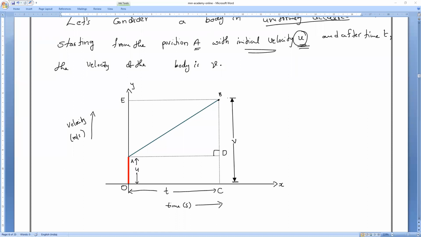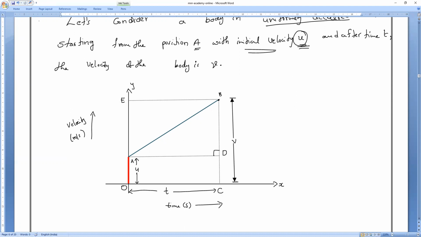Lingesh? Final velocity. Initial velocity is OA. See that. What is the initial velocity of the body? OA is the initial velocity of the body. Then what is the final velocity of the body? Extending towards the x-axis and y-axis, what is the final velocity? BC. BC is the final velocity. Or BC is parallel to somebody. BC is parallel to what? EO. So that is the final velocity.